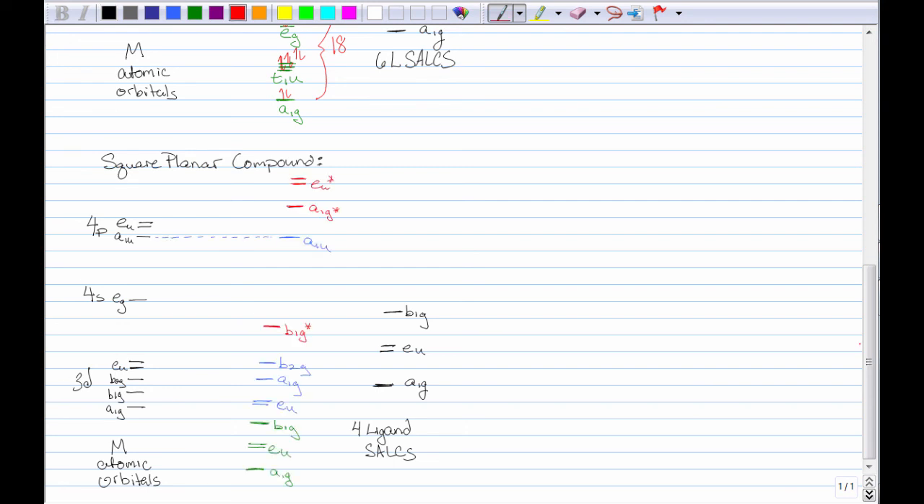So I've written my molecular orbitals in the center here. Again, the ones with the most bonding character are green. The ones that are non-bonding in character are blue. And my antibonding orbitals are in red.